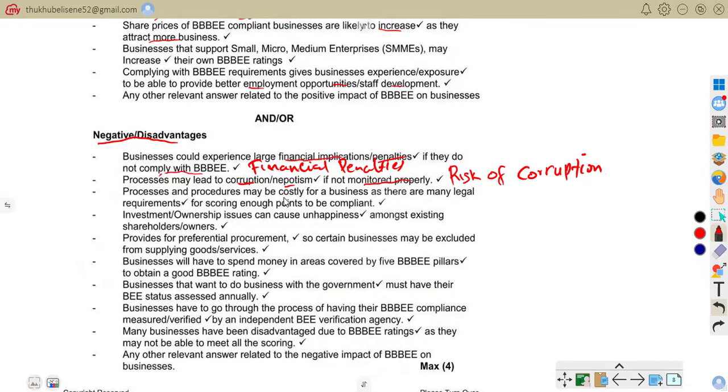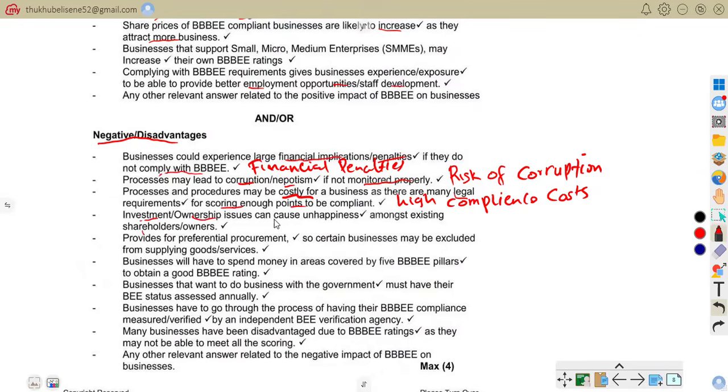Processes and procedures may be costly for business as there are many legal requirements for scoring enough points to be compliant. So here we're talking about high compliance costs. So legal and admin expenses that the business have to do. So they are to incur those expenses, and that is a disadvantage to a business.